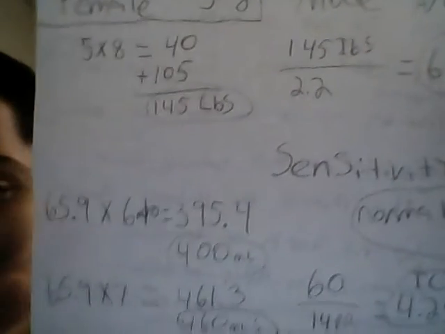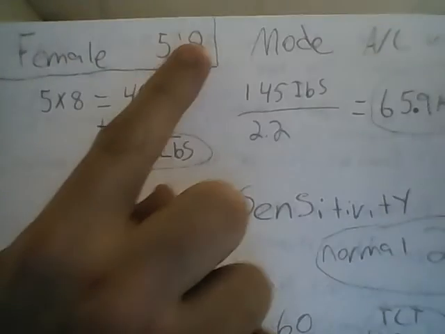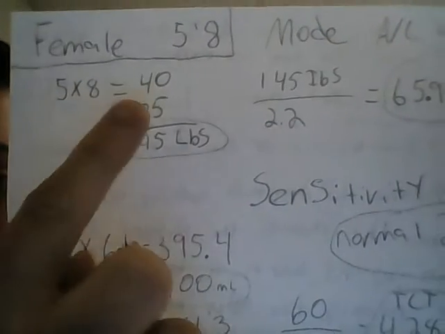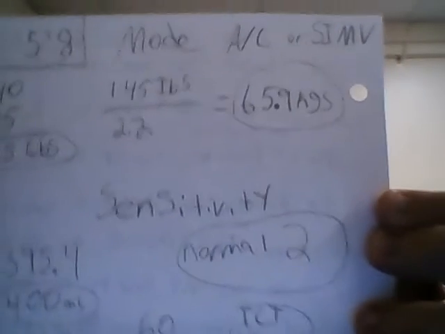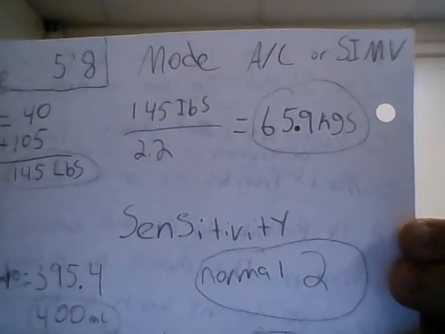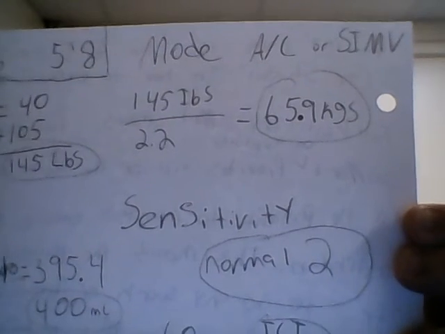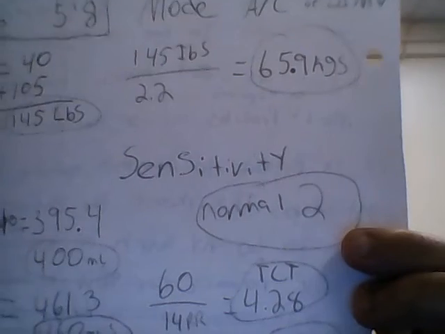To find out the patient's ideal body weight, you would use 105 for a female. We have 8 extra inches, so you do 5 times 8, which is 40, plus 105 gives you 145 pounds. You would take 145 pounds and divide that by 2.2 to get the patient's weight in kilograms. So you would plug that into the settings. Your sensitivity, normal sensitivity on the ventilator, is 2.